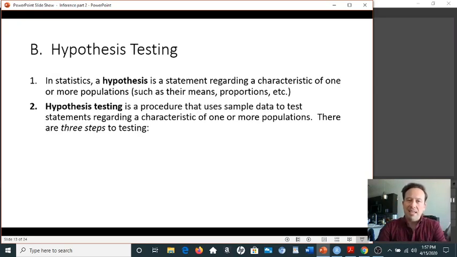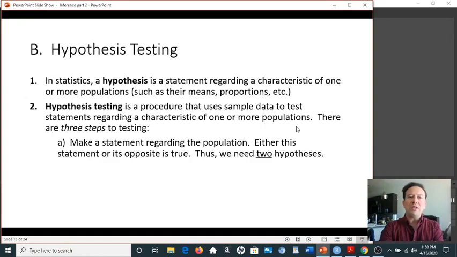Now, hypothesis testing is very much like a scientific experiment. So you'll see, as we continue on with hypothesis testing today and the next 2 weeks, actually, hypothesis testing is going to carry on over the next 2 weeks. You're going to notice it's very scientific in its method, where you need hypotheses, you need data, you have to analyze it, and then you make your conclusion. So it's really a scientific procedure that uses sample data to test the statements or the hypotheses regarding your population. And the 3 steps we're testing is this.